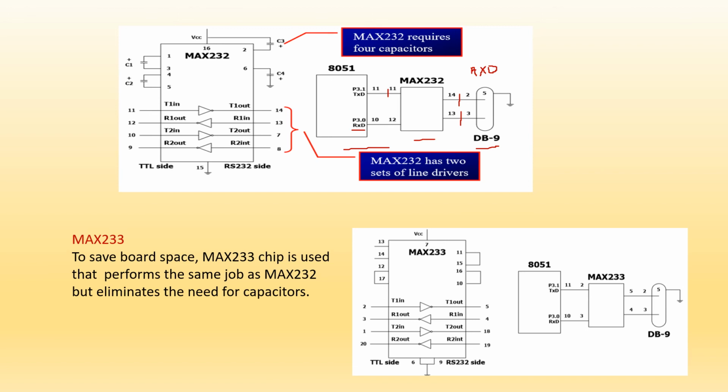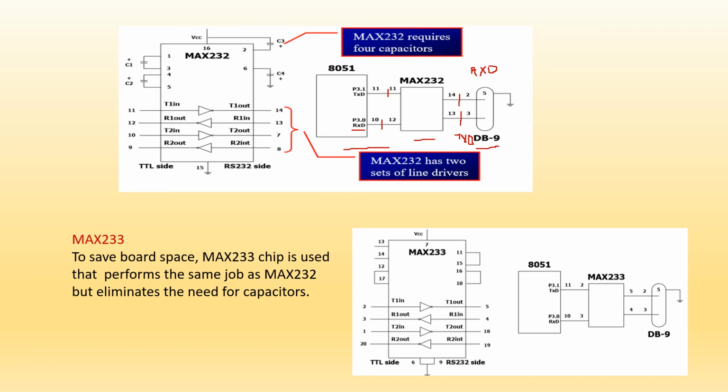Okay. So pin number 3 is the TXD line of the DB9 connector. It is connected to pin number 13, that is the receiver 1 input. Okay, the receiver 1 output, that is pin number 12, is connected to the RxD pin of the microcontroller.